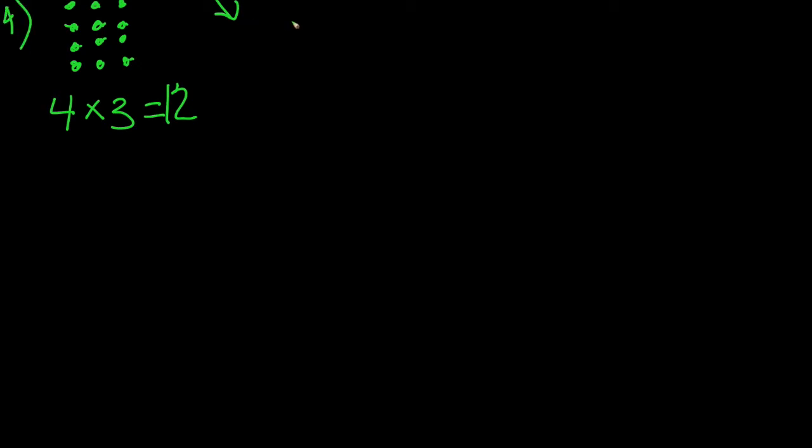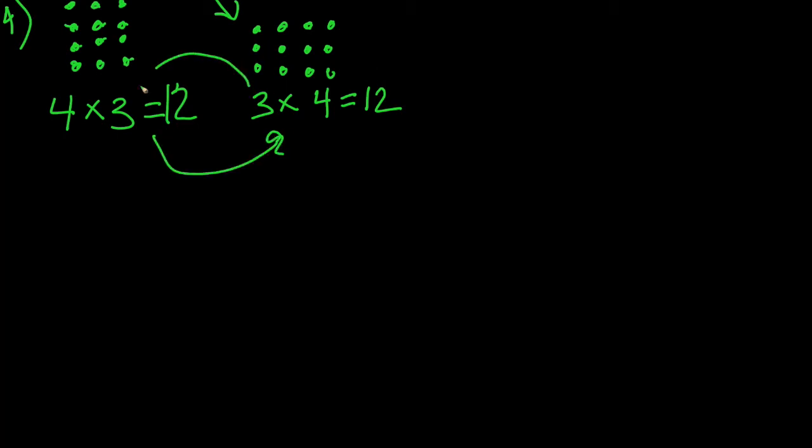Okay, so you tried it out, and you should have something like this. 1, 2, 3, 1, 2, 3, 1, 2, 3, and 1, 2, 3. It's the same as this one. We just turned it on its side. So now we have 3 times 4, and that equals 12 also. Same thing. These are equal.